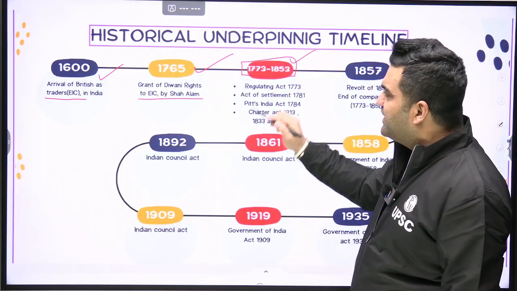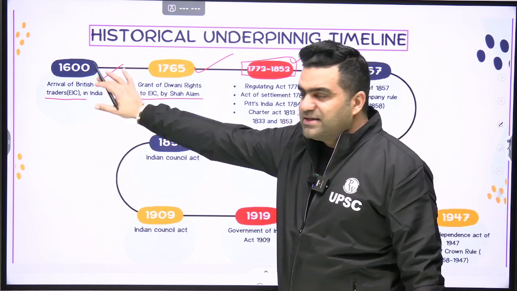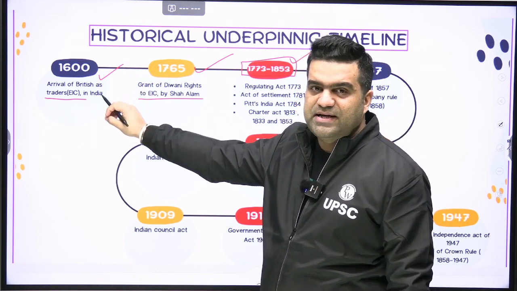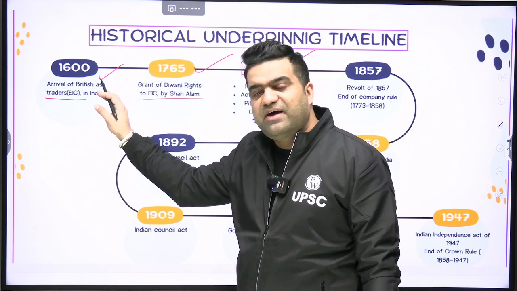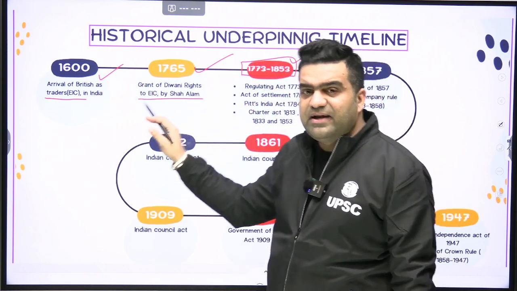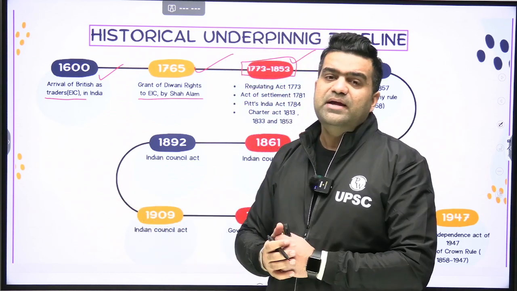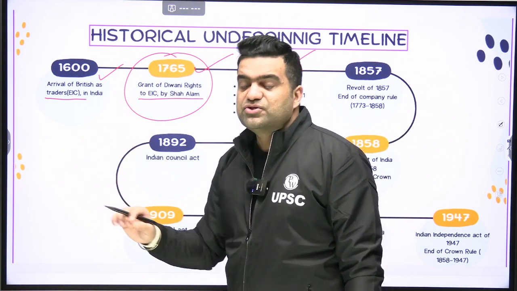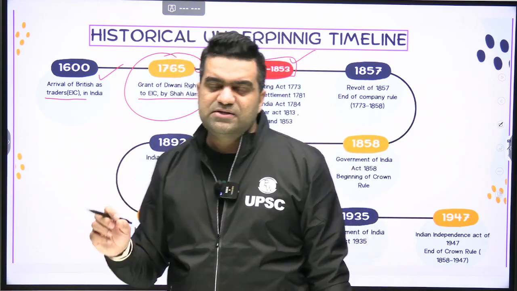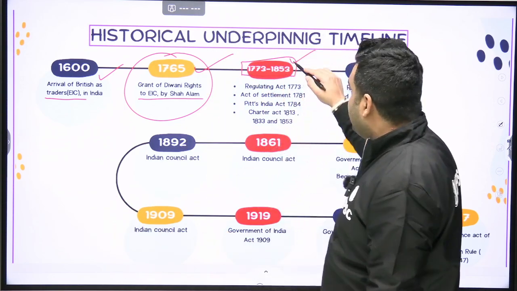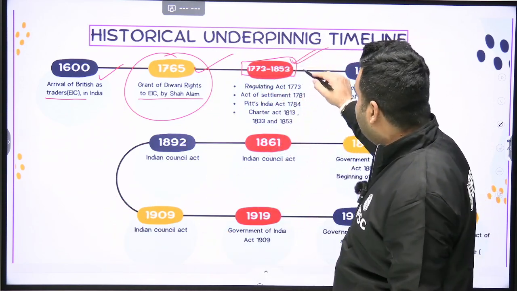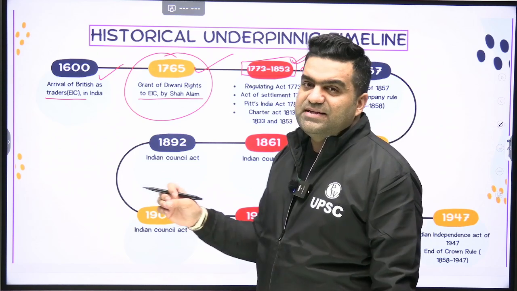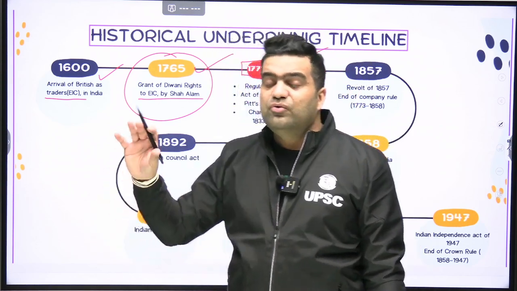Now let's begin with the agenda for the class today. As you can see, 1600, arrival of the Britishers on the scene in the form of East India Company. Then 1765, the Diwani rights were given to the East India Company by Shah Alam. We are going to study these things in quite a detail so that you memorize the finer details for your exam purpose. Now, 1773 to 1853, this phase is called the first phase in this lecture of ours, as this phase signifies the rule by the company.